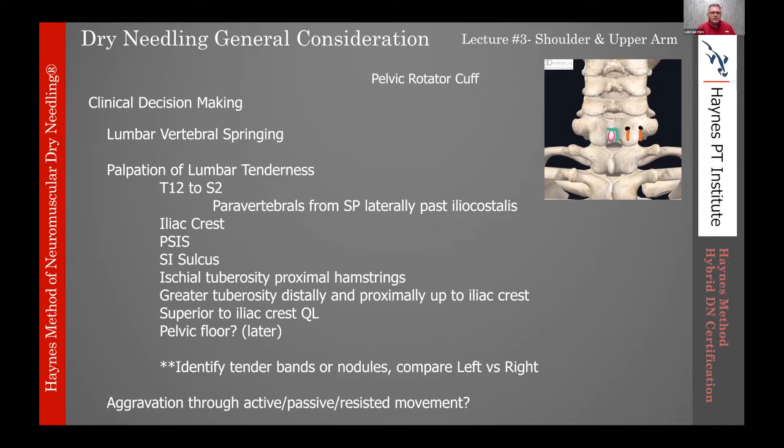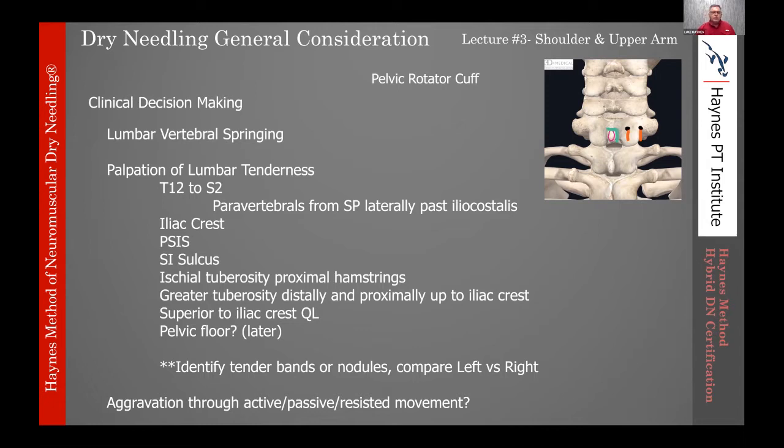For our lumbar tenderness, we'll look at T12 down to S2. Again, the paravertebrals from the spinous process laterally past the iliocostalis. We want to palpate along the iliac crest. We want to take it all the way down to the PSIS and then drop off immediately into the SI sulcus. We want to take it further distally and palpate the ischial tuberosity and the proximal hamstrings. We want to look at the greater tuberosity distally and proximally up to the iliac crest.